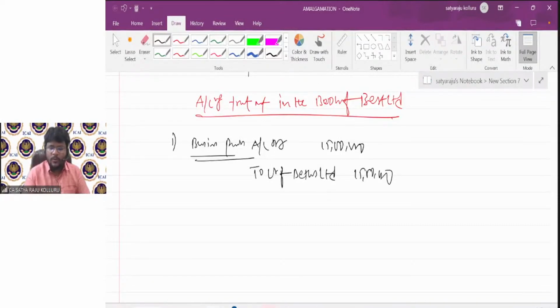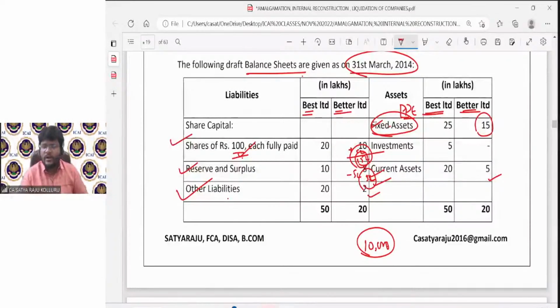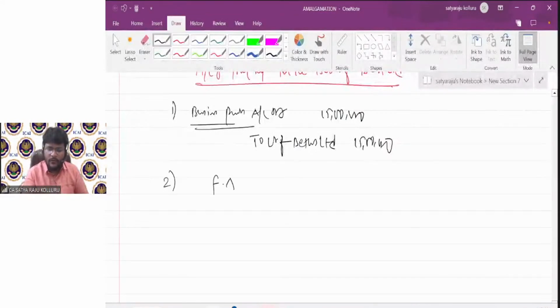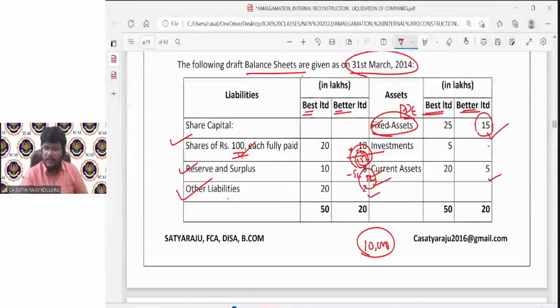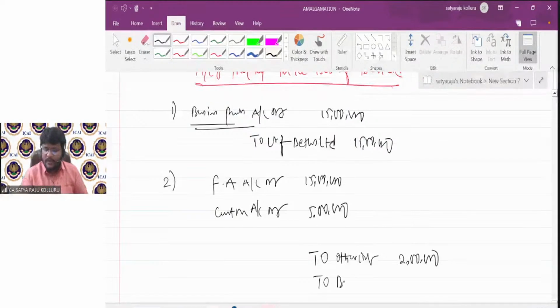Now you need to incorporate the assets and liabilities by cancelling the business purchase. So assets and liabilities agreed values are not given. You can directly incorporate with the book values itself. So fixed assets account debit 15 lakhs. Okay, consider this. Next, current assets you can consider with 5 lakhs. To liabilities, which liabilities are there? Other liabilities are there. To other liabilities, which is 2 lakhs, which is the NAV of the business taken over. It needs to be compared with the PC, that is, to business purchase 15 lakhs.